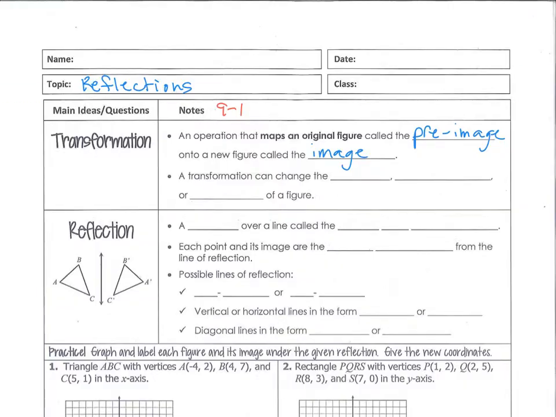So a transformation can change the size, position, or shape of a figure. So it just transforms it in some way.